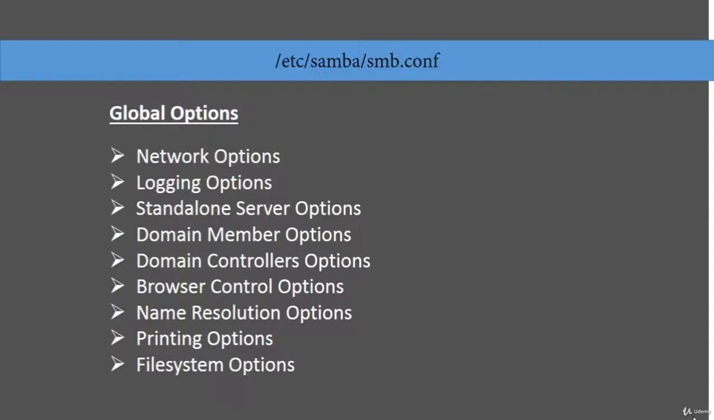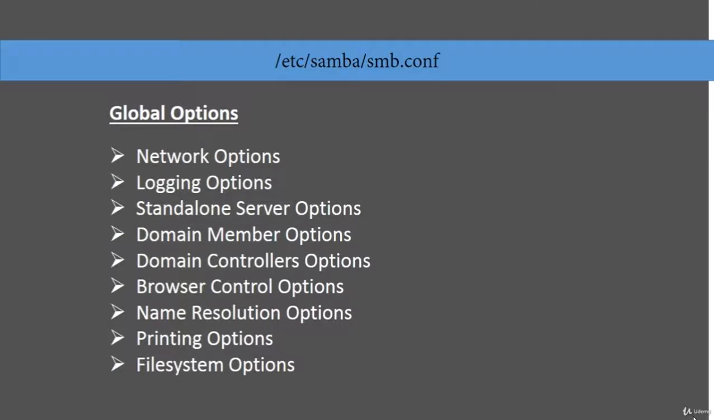Browser control options: browser control gives you a visual of what your network looks like. When we talk about browser here, it's not your Internet Explorer or Firefox. This is the network browser. Name resolution is the NetBIOS configuration in Samba. Print options, or printing options, are how the drivers are going to be handled, how the printing is going to be queued, and how many printers are going to be installed. This is where that goes.